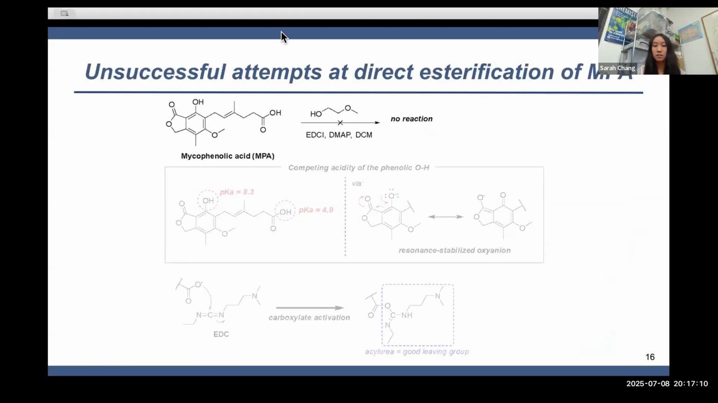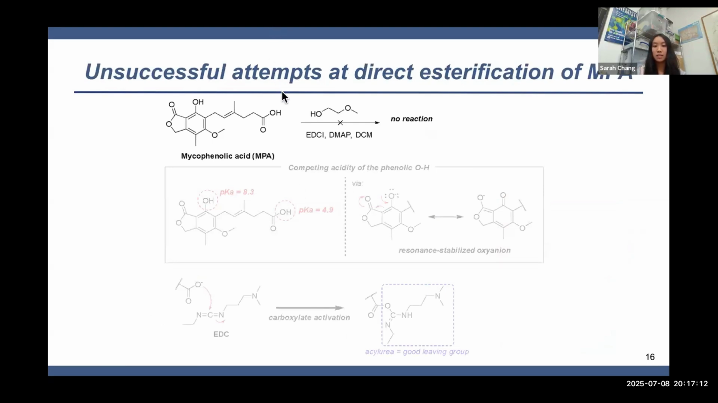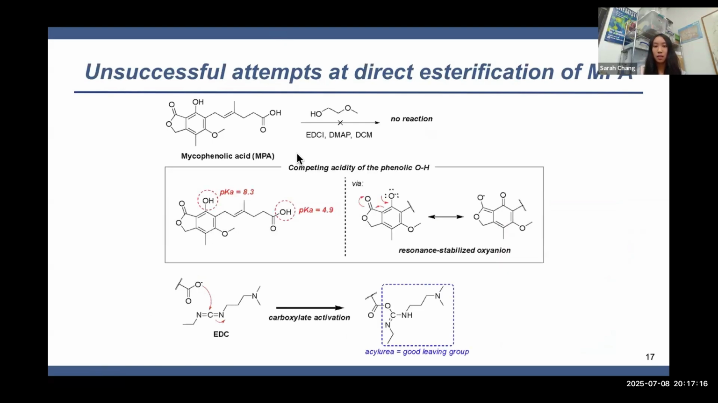However, initial attempts at direct esterification of MPA were unsuccessful, which led us to hypothesize that the acidic phenol is a competing nucleophile in the carbodiimide-mediated acid activation. While most phenols have a pKa of around 10, this particular phenol is about 100 times more acidic due to resonance donation into the lactone ring. This competing pKa makes it a potentially competing nucleophile.